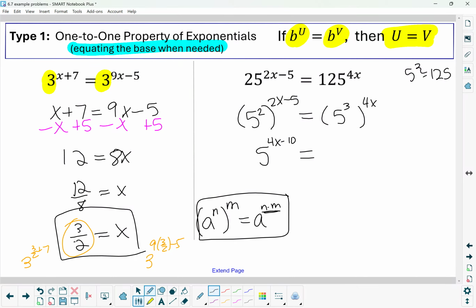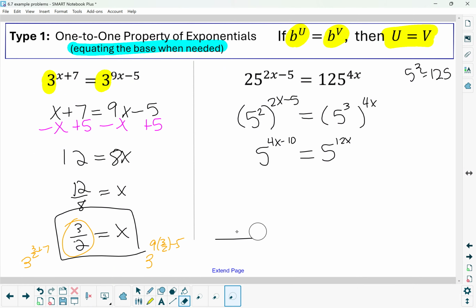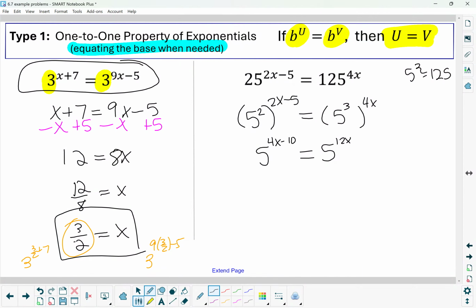We've got 5 to the third power raised to the 4x power. That's the same as 5 to the power 12x. Okay, so now we have applied our exponent properties and we have done what's called equating the base. So we turned it into this type of equation where we have the same base on both sides.